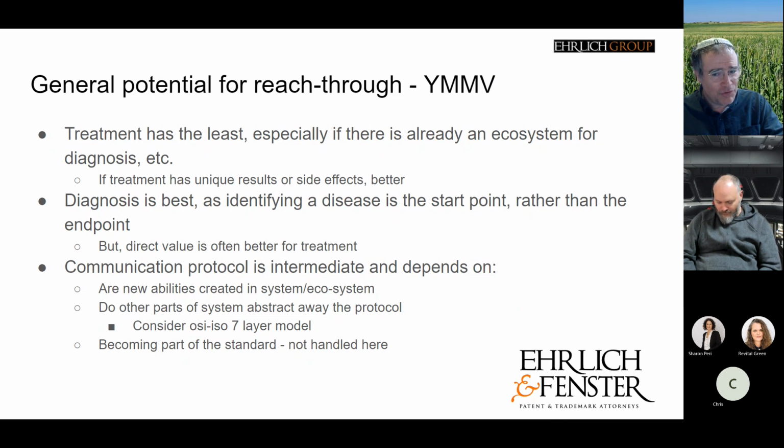And a communication protocol is intermediate. And the two big issues are, on the one hand, are you creating new abilities in the system because you have the protocol? For example, real-time video. If I invent a protocol for real-time video, maybe I can get a useful patent. But the other problem is, in software, software architecture designers are in love with abstracting away different layers. So if you're familiar with the OSI ISO 7-layer model, each layer is supposed to be agnostic, hopefully, to the one below it, which basically means that you're not getting any reach through.